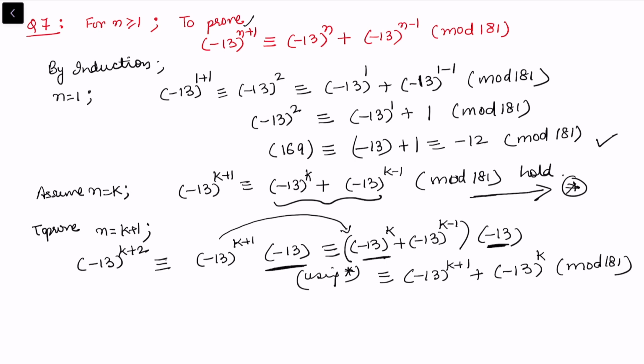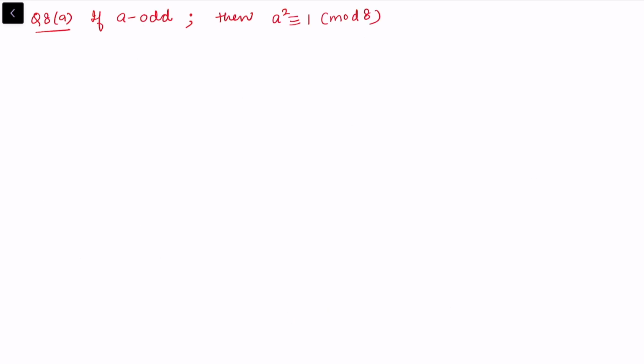We see that here, if it is n plus 1, we got n, and then we got n minus 1. So for k plus 2, we do require k plus 1 and k, and hence the result is true by induction, hence proved.